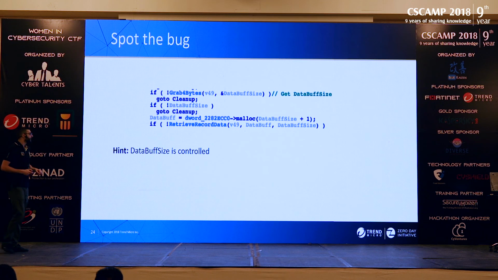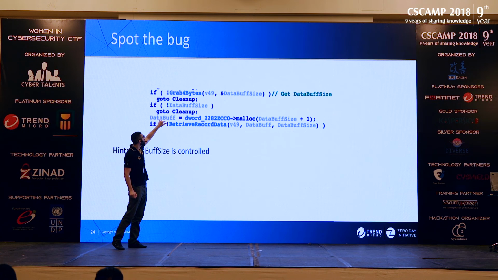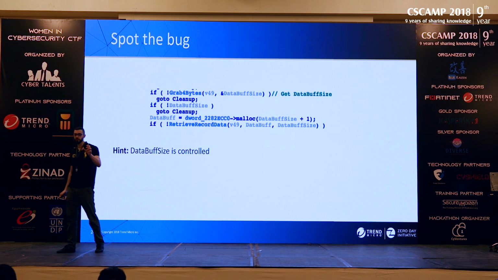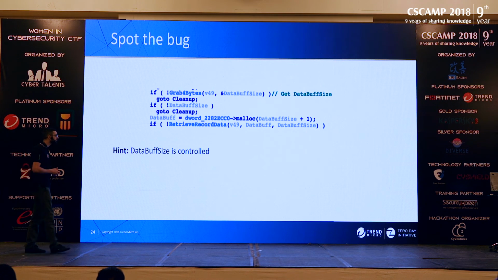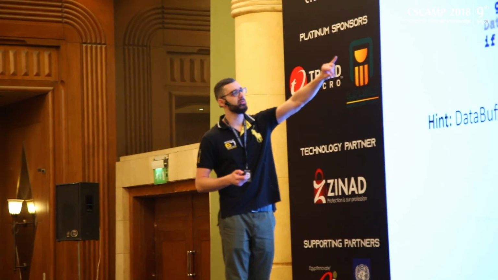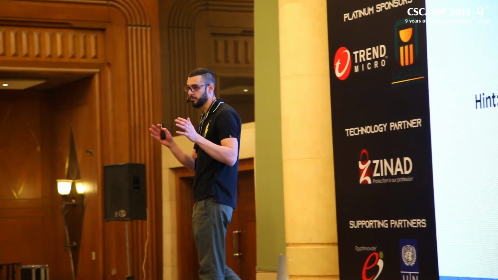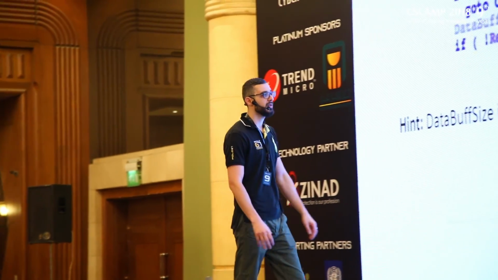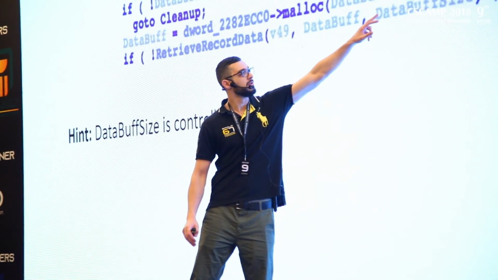Okay. So what happens here is that grab 4 bytes is a function that retrieves 4 bytes from a controlled offset inside the file format. It retrieves a data buffer size. Data buffer size is controlled, so you can give it whatever you want. Later, data buffer size is used in a malloc here, in an allocation. The problem is actually here.